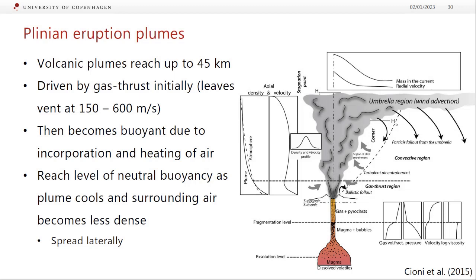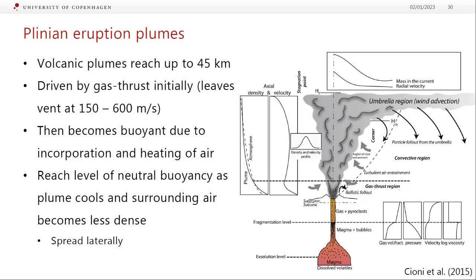Because they're so explosive, they're coming out of the vent at up to 600 meters per second. There's this huge thrust coming from the gas expansion, and they can make these huge volcanic plumes up to 45 kilometers high. In the initial part, it's being driven by this thrust out of the vent, but this mixture of ash and hot volcanic gases actually mixes with the air around it.